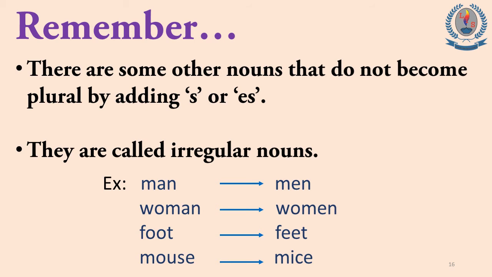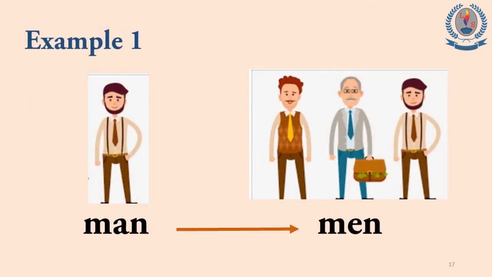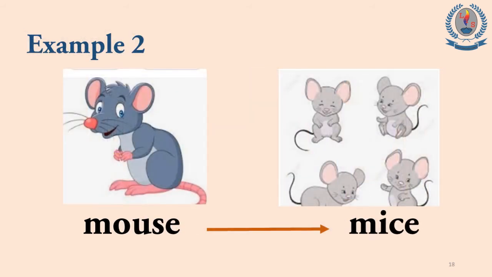Here, men is the plural of man. Women is the plural of woman. Feet is the plural of foot. Mice is the plural of mouse. Example number 1. Here, man is the singular noun. Men is its plural form. Example number 2. Here, mouse is the singular noun. Mice is its plural form.